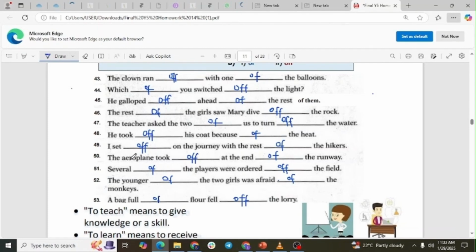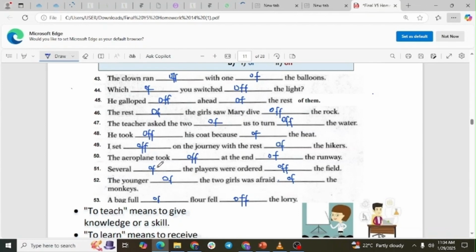Question 50. Sentence. The aeroplane took blank at the end, blank the runway. Correct answer A. Off to, of. Explanation. Off describes the action of taking off, and of describes the location, the end of the runway.